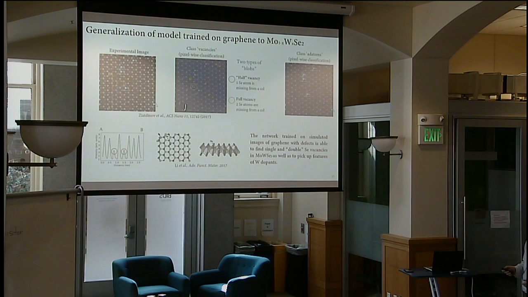And here, this is the lattice. You have 2 inequivalent sites here. You have a molybdenum atom on one site and a stack of 2 selenium atoms on the other site. And so it means that you can have a half vacancy when only 1 selenium atom is missing and a full vacancy when both selenium atoms are missing. And so actually, we were able to distinguish between the full vacancies and half vacancies, which is pretty cool, and then also find dopants. So this ability to generalize is quite wonderful.